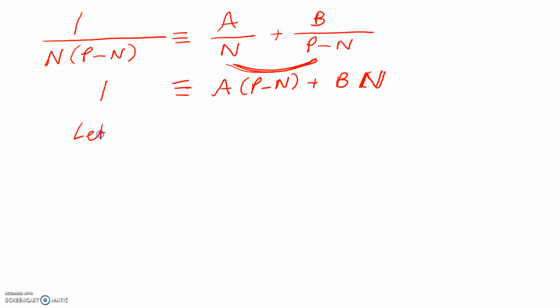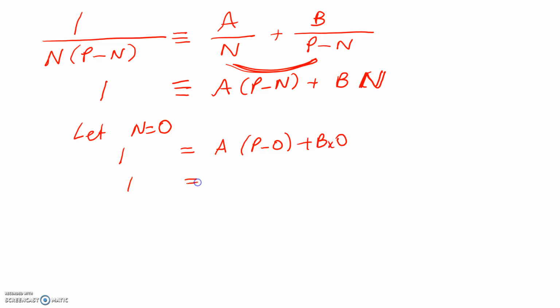The way that we can go further, or one way that we can go further, is to say, well, let's see what happens if n is equal to 0. That gives us 1 is equal to a times p minus 0 plus b times 0.